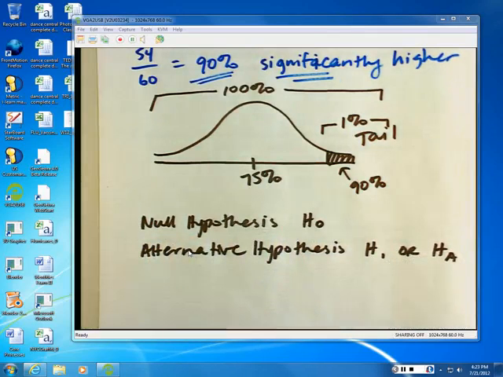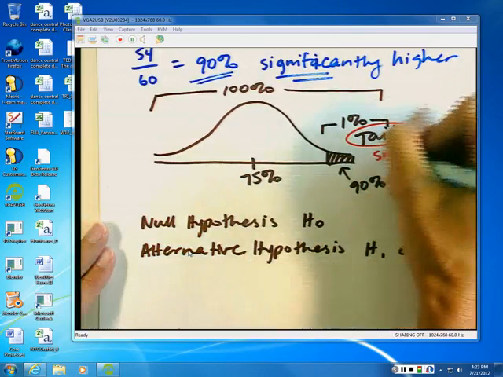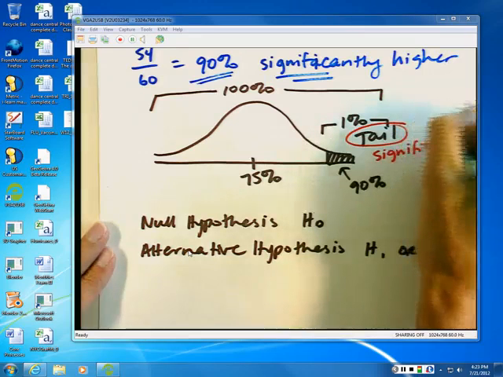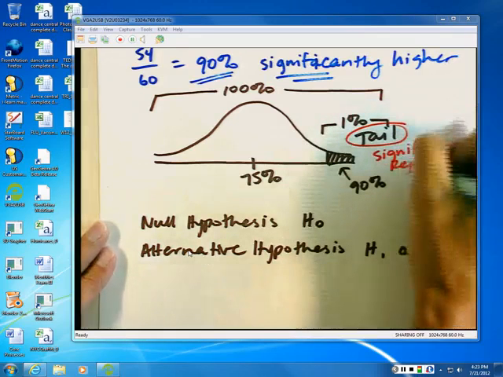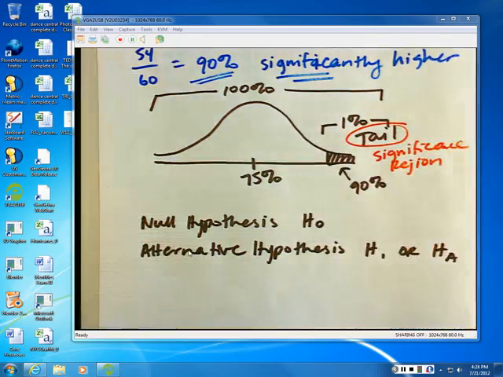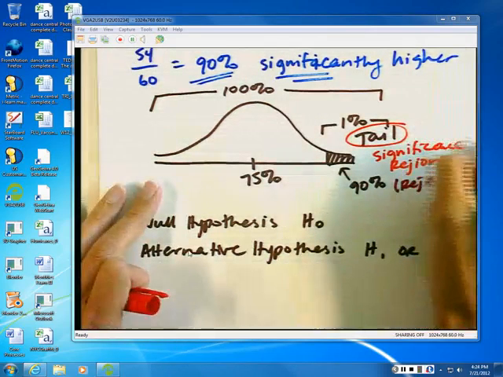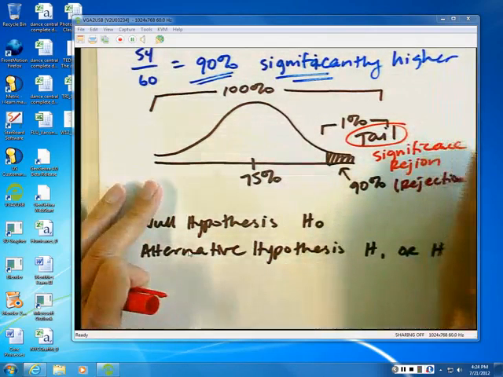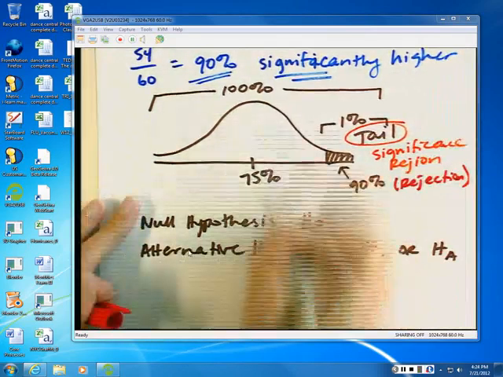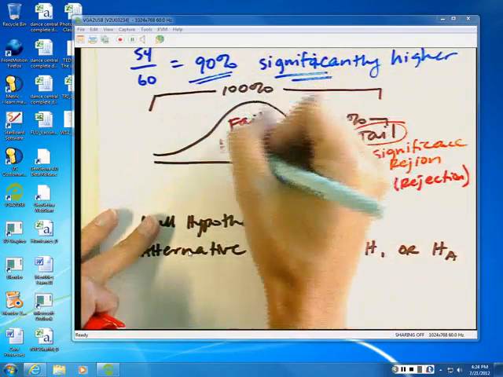I want to label just a few more things. So I've got the tail, so I labeled that. The tail, we call this our significance region, or our rejection region. And you'll see how this all fits in. Over here is our fail to reject region. This is our like close enough region. So this is our fail to reject.